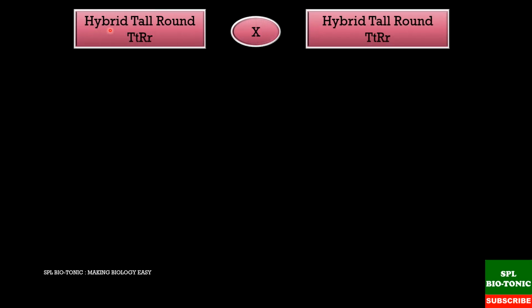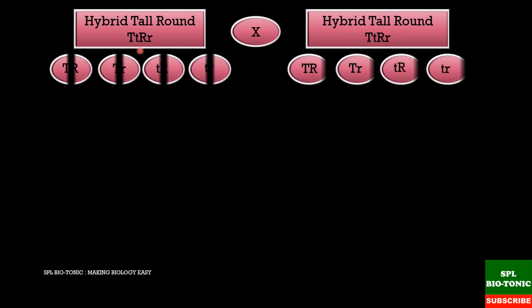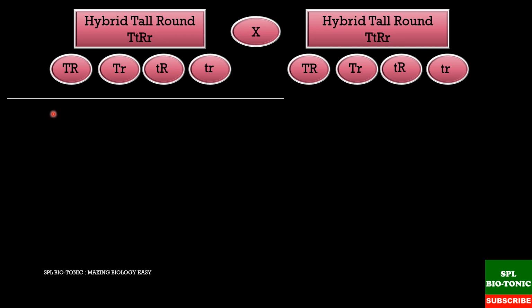Students, when this F1 forms the second parental generation, P2, hybrid tall round is crossed with hybrid tall round. The genotype of this parent is capital T small t capital R small r. Same here also, capital T small t capital R small r. Now the first parent will form these 4 gametes, the second parent will form these 4 gametes. Now students, these 4 gametes, when they fuse with these 4 gametes, will form a total of 16 offsprings.